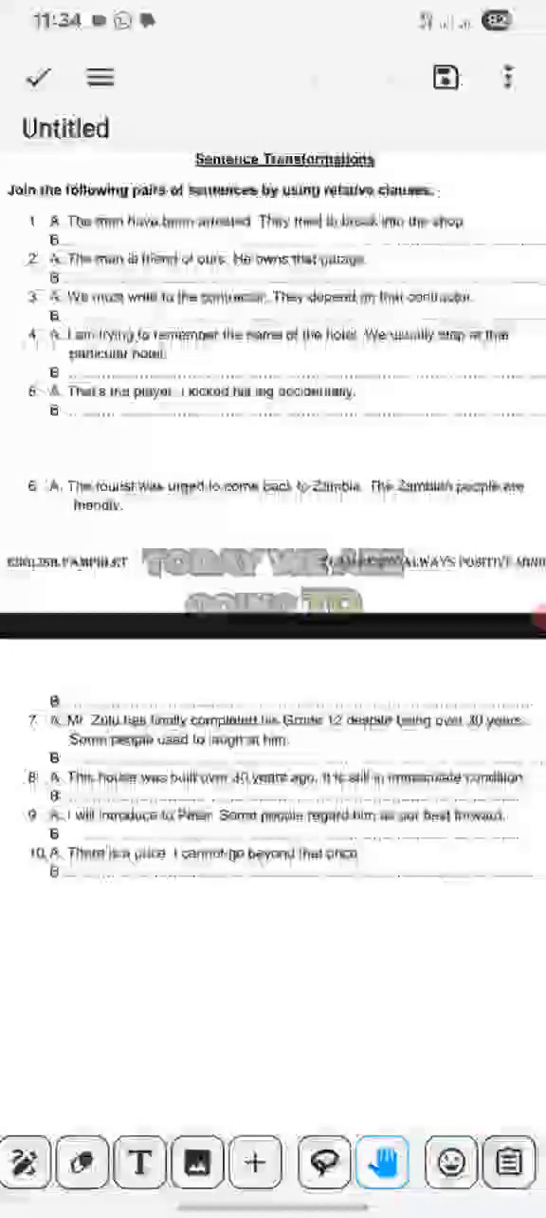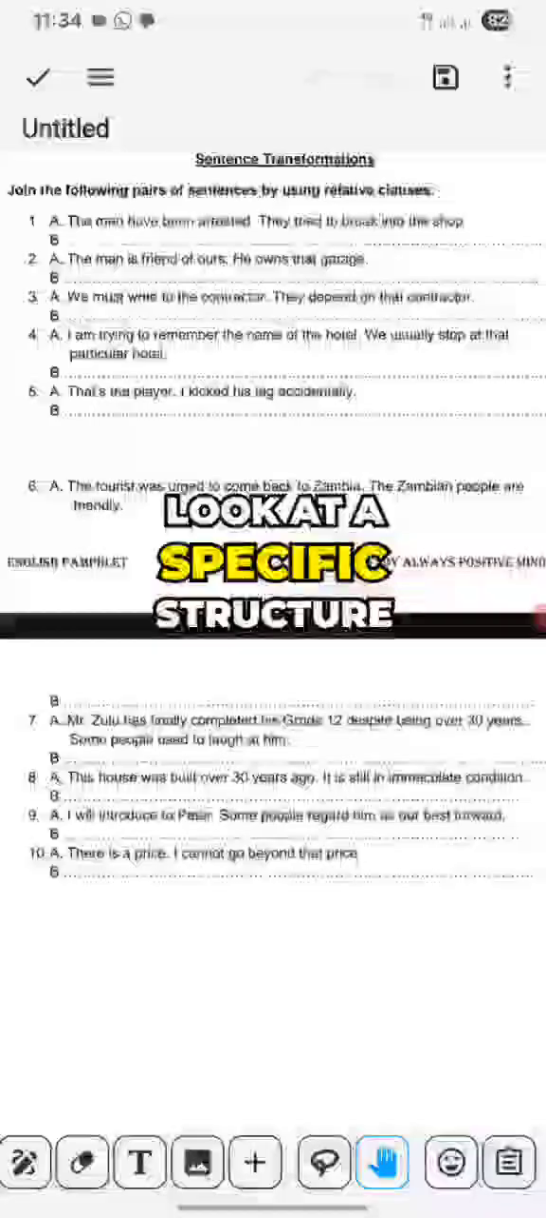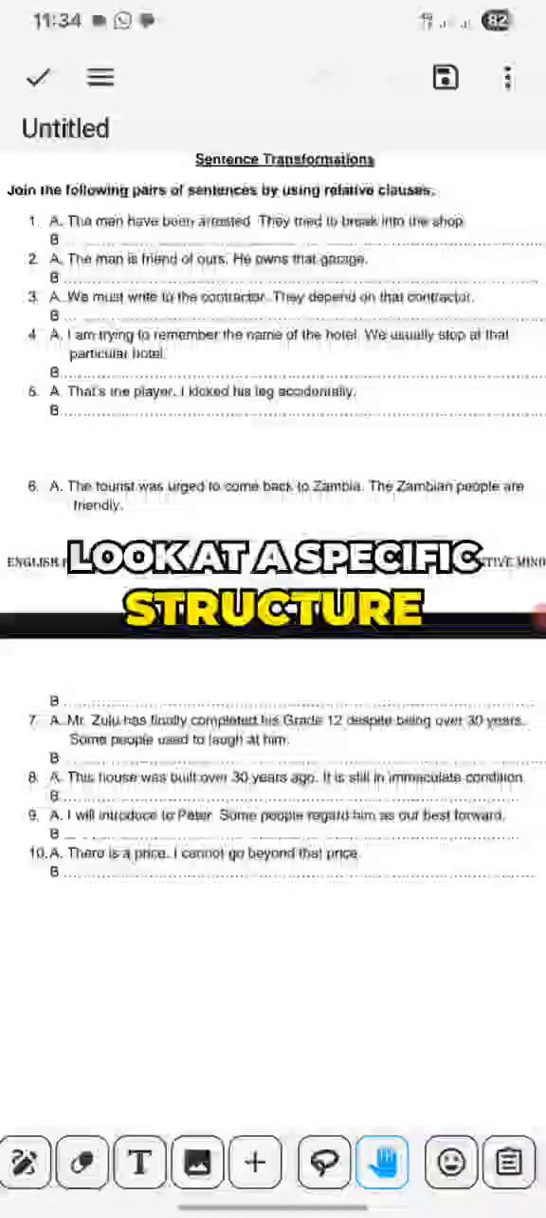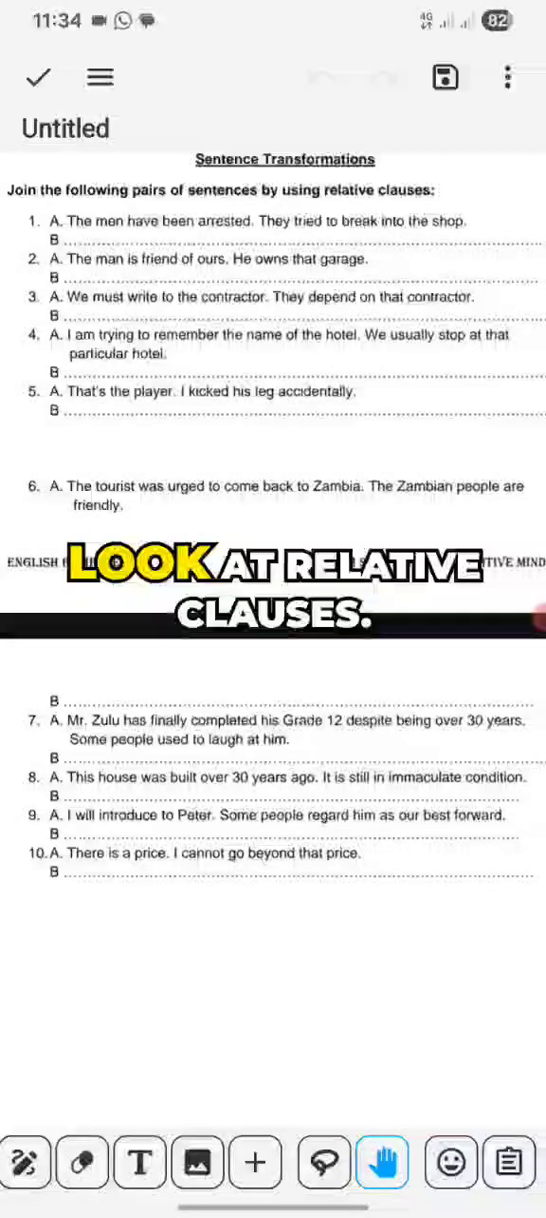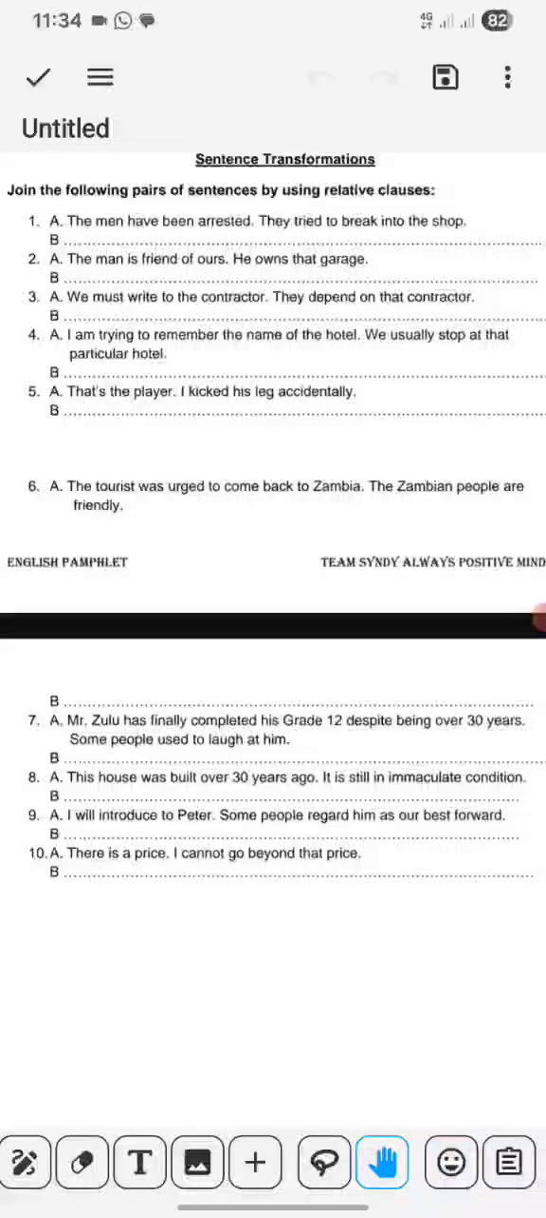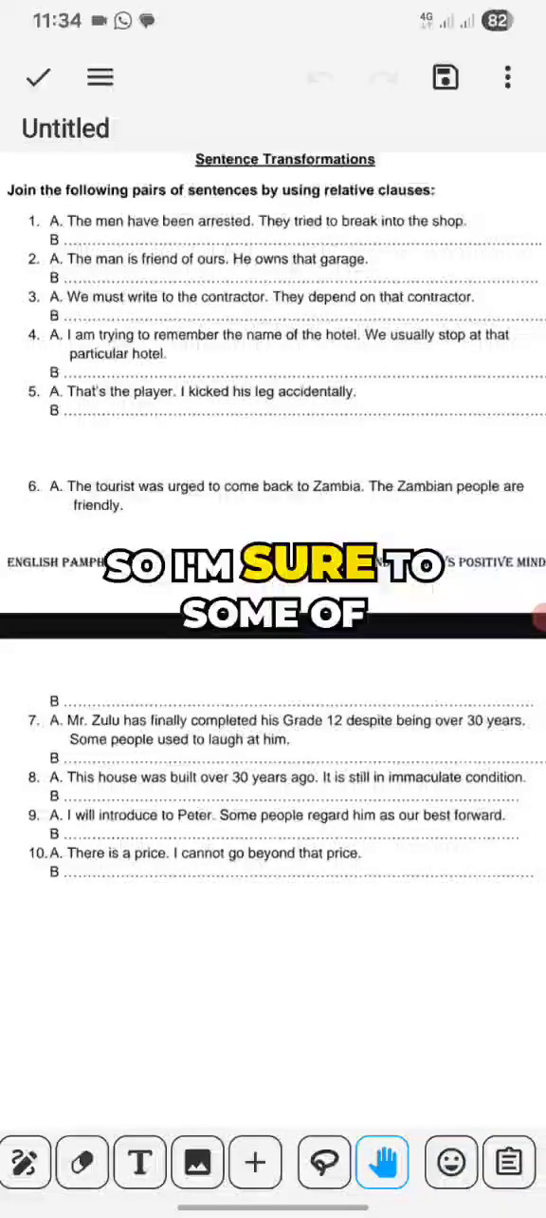Today we are going to look at a specific structure in English language. Today we are going to look at relative clauses. So I'm sure to some of you that have written grade 12 before, and those that are planning to sit for GCE this year 2026, you might find this information to be very vital as you are preparing yourself for English language paper 2.